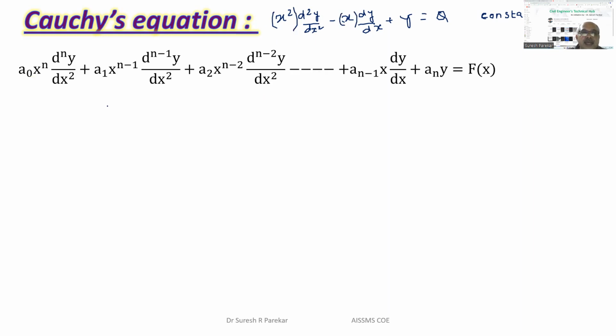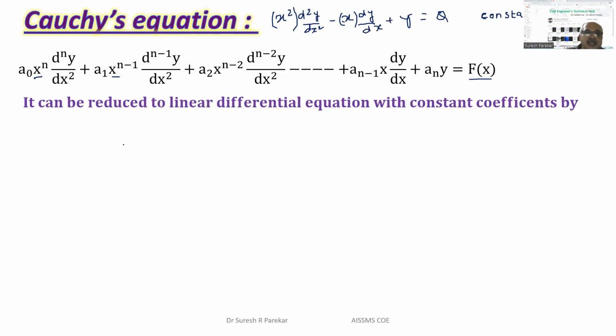So now we have this equation. You can see we have this x to the power n, x to the power n minus 1, likewise, and Q is f of x. So now we have, it can be reduced to a linear differential equation with constant coefficients. So the main aim is this one. And once it has these coefficients, then we can use the short method, or we can go with the method of substitution, the method that we last have seen.